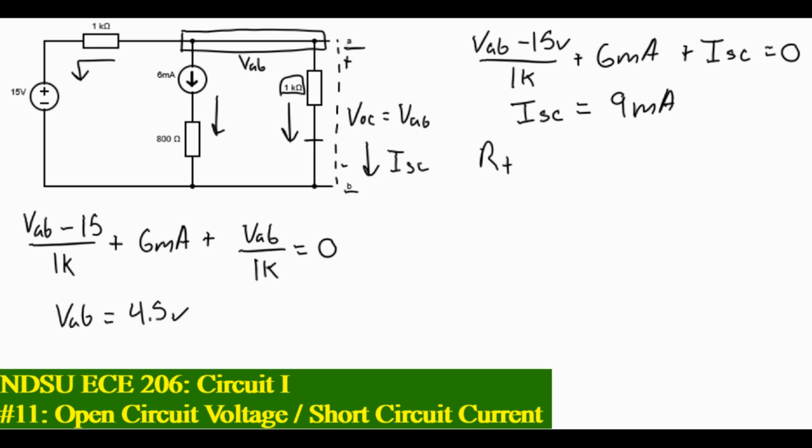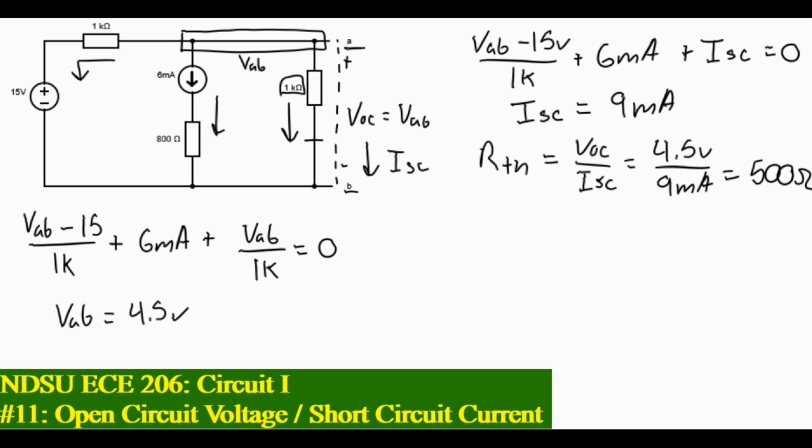Using those values, we can solve for the Thevenin resistance, which is just equal to VOC, or VAB in this case, over ISC. All right, 4.5 volts over 9 milliamps is going to be equal to 500 ohms. Okay, we solved for our Thevenin using open circuit voltage as well as short circuit current, but there's another way that we could do it.